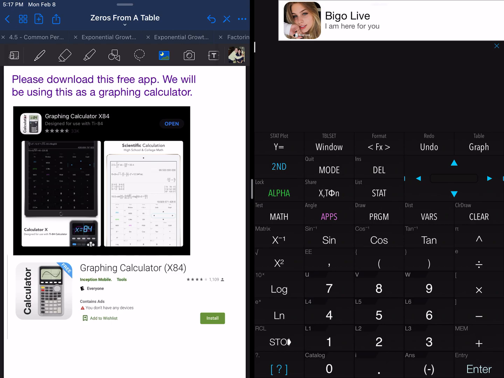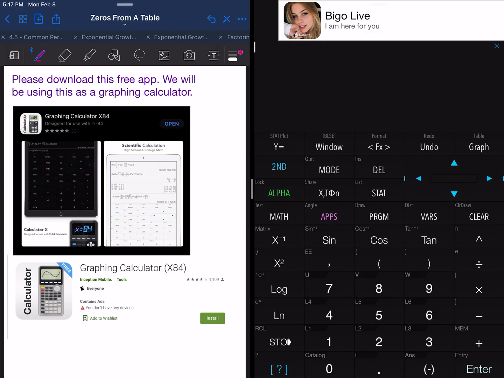Hello and welcome back. Today we're going to be working with a graphing calculator. Now I know we are remote and I can't put one in your hands, but you can download your own free graphing calculator app. This is the one I'm going to be using. You can see it on the right side of the screen.